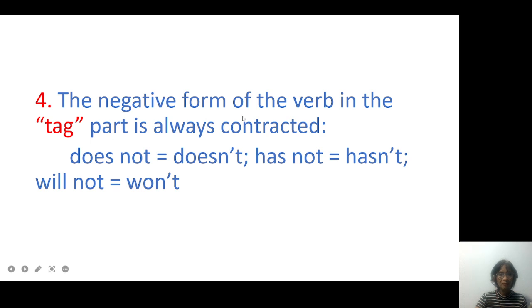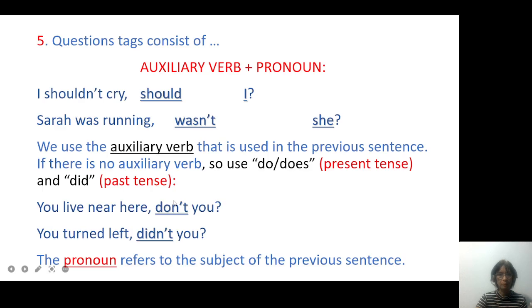Number four, the negative form of the verb in the tag part is always contracted. So we don't use the full phrase, but rather we try to contract the verb. So instead of saying does not, we say doesn't. Instead of saying has not, we say hasn't. Instead of saying will not, we say won't.